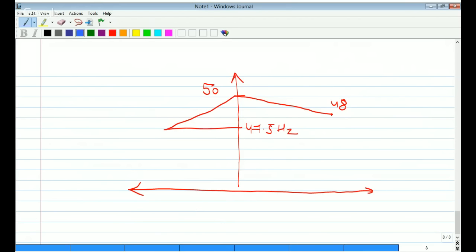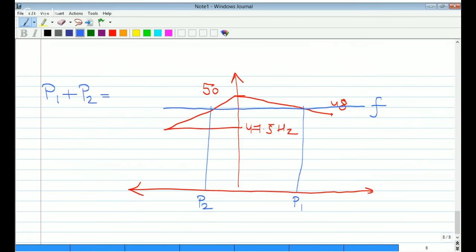Then what to do is draw a line like this which has constant frequency f. Corresponding to this, we get two points. This one is P1, this one is P2. Now it is given that both are sharing a load of 600 megawatts. So P1 plus P2 is 600. Now how to find the equations for P1 and P2? That we will do using similar triangles.